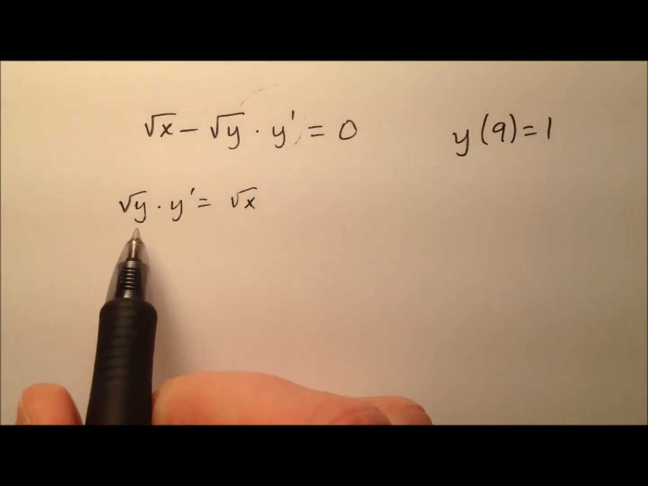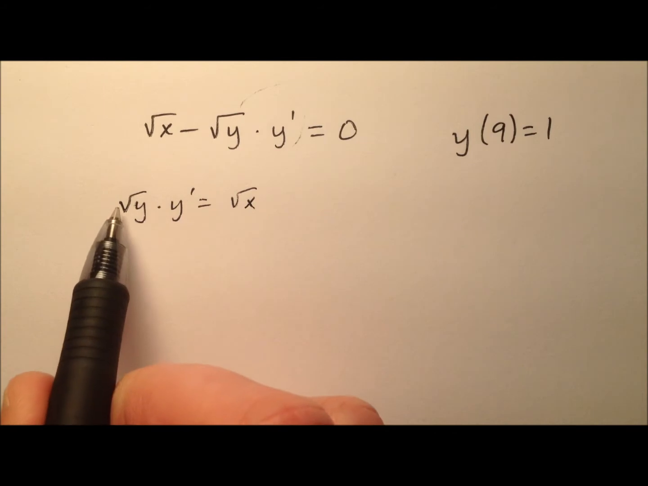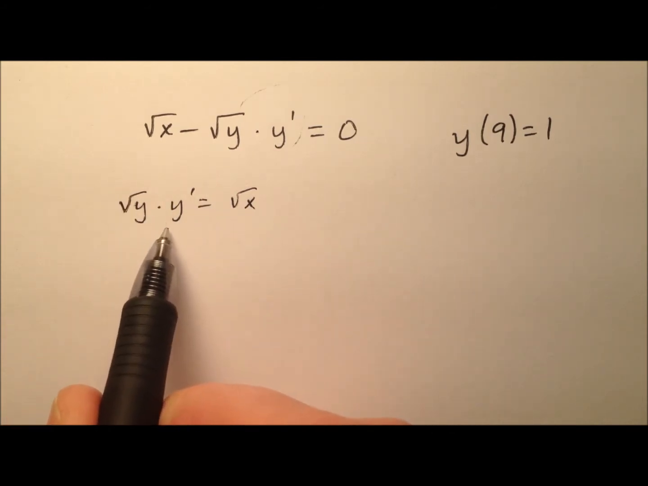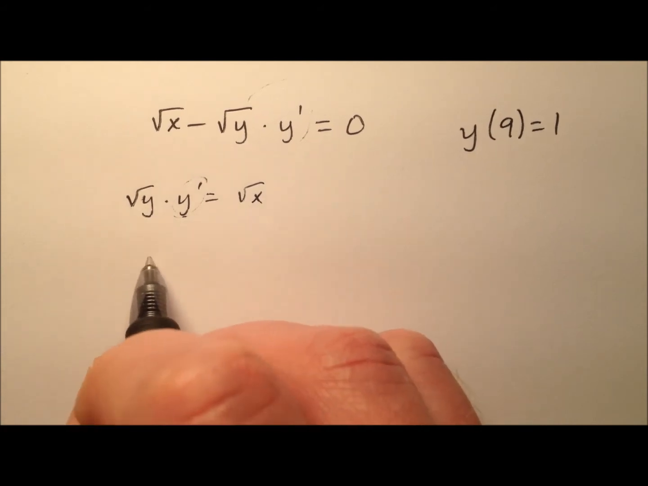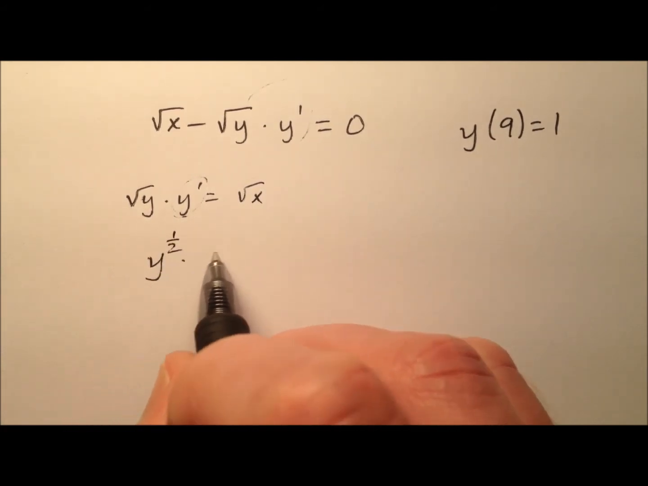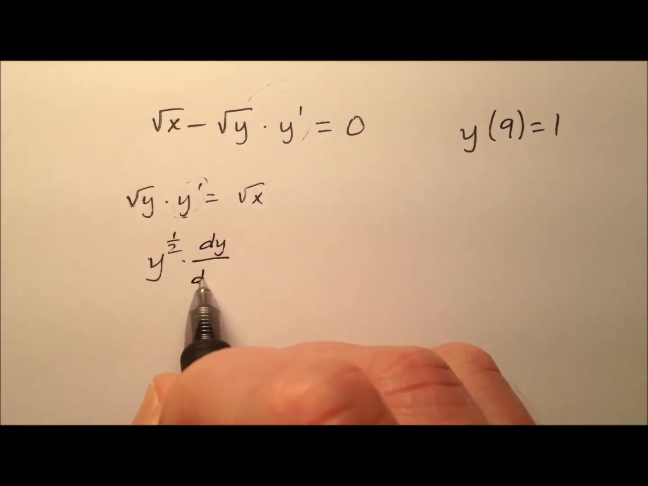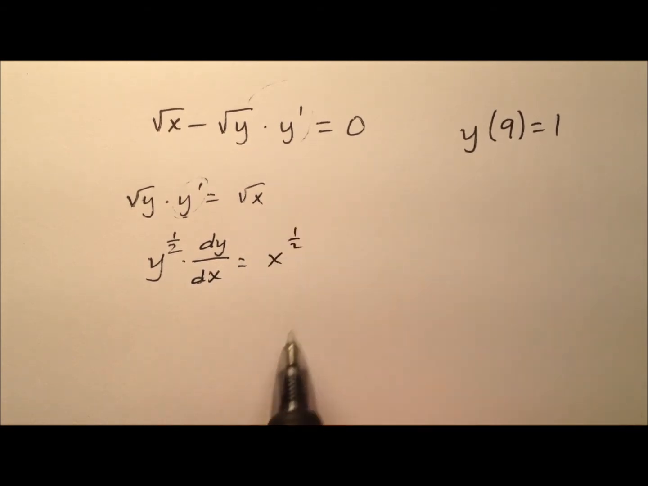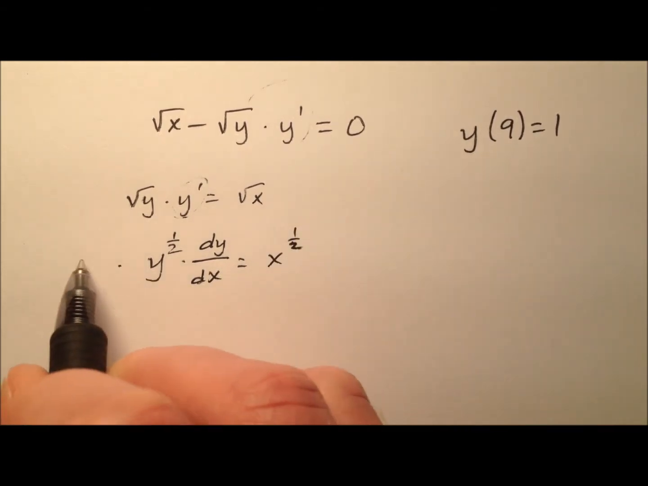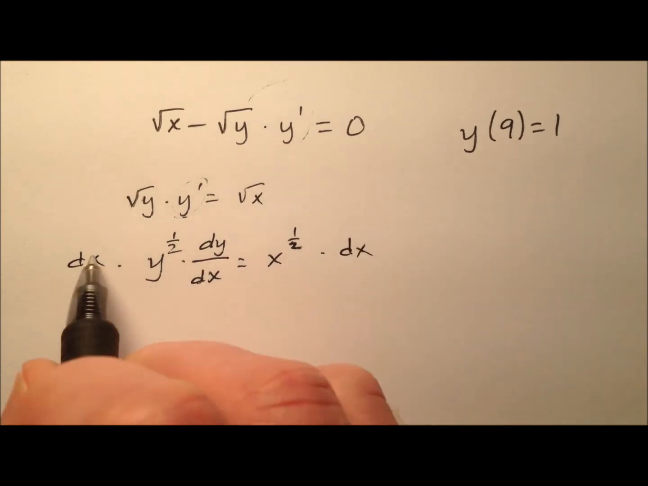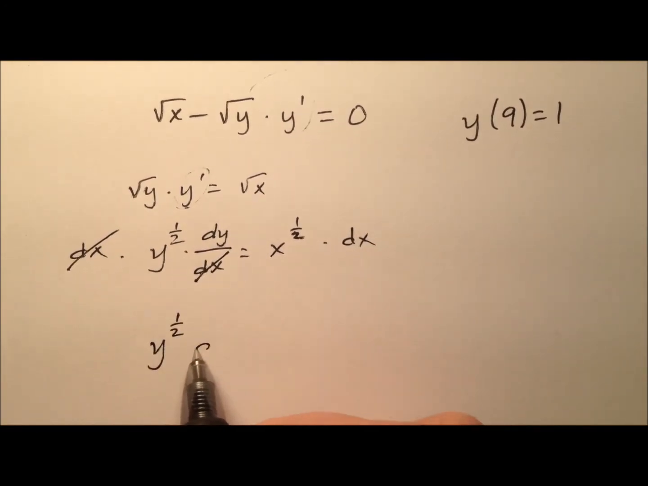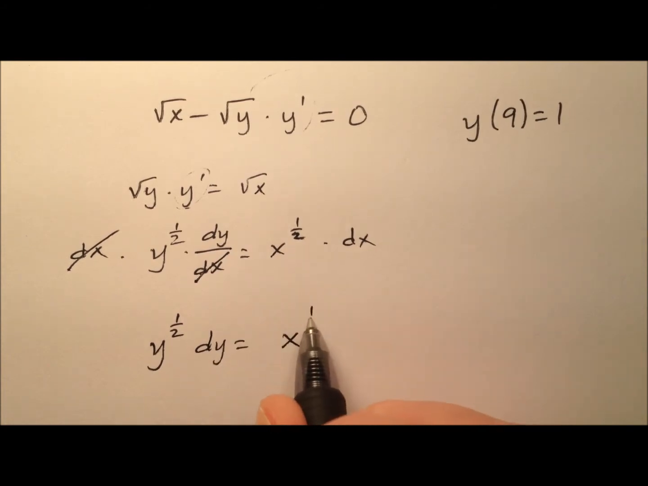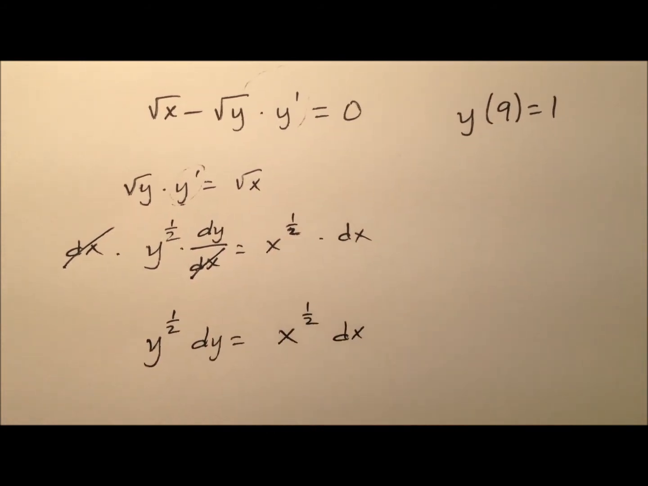Okay? Let's go ahead and transition a couple things. Let's make these square roots into rational exponents, and then let's make our y prime into a dy dx. So y to the 1/2 dy dx equals x to the 1/2. Okay, so let's go ahead and multiply both sides by the dx. So we end up with y to the 1/2 dy equals x to the 1/2 dx.